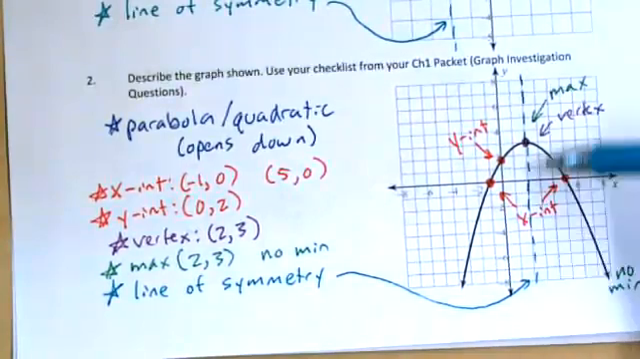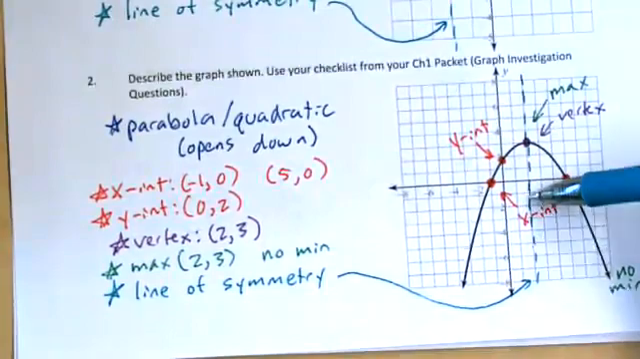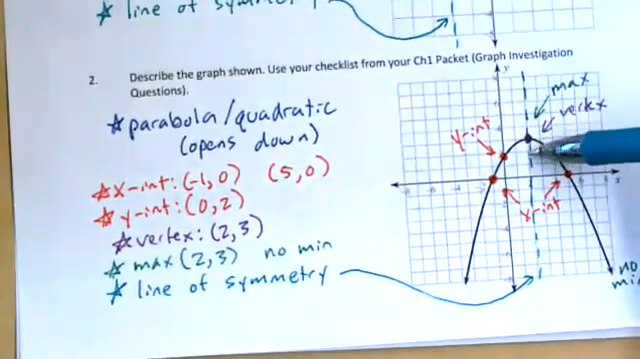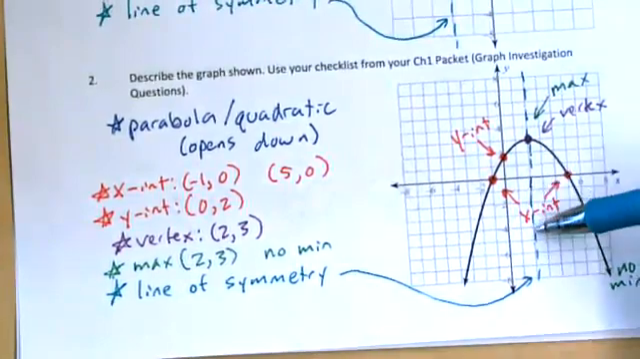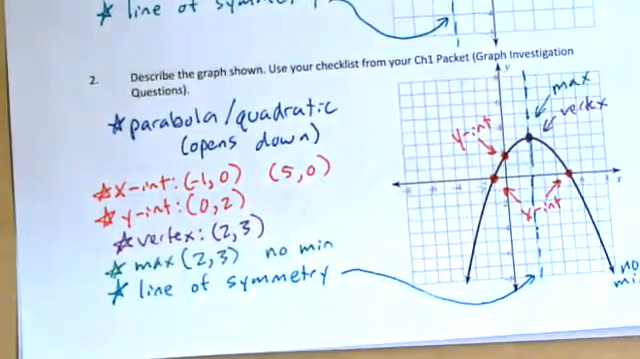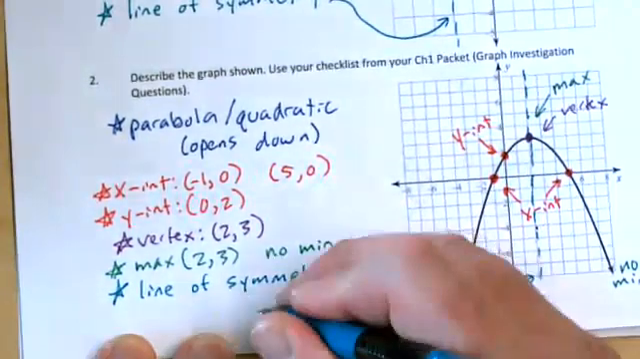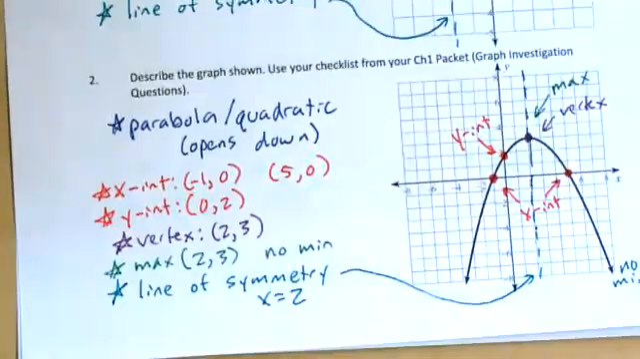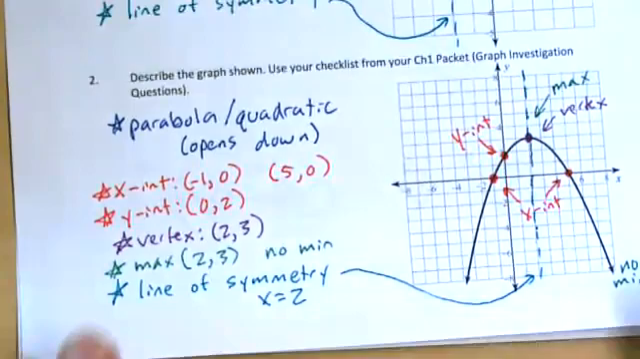If you think about this line right here, no matter what point I pick on this line, it's always going to have an x coordinate of 2. Right? Would you agree that any point on this line has an x coordinate of 2? That means the equation is x equals 2 for that line of symmetry. You don't have to know that now, but we will be learning about that in chapter 2. So just a little preview.